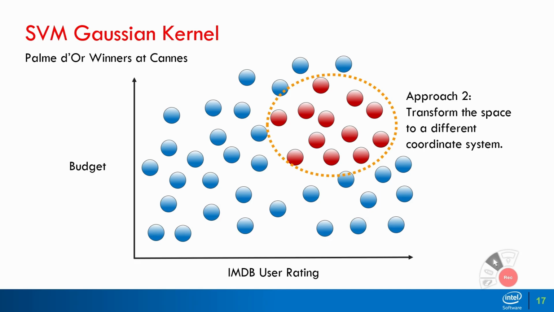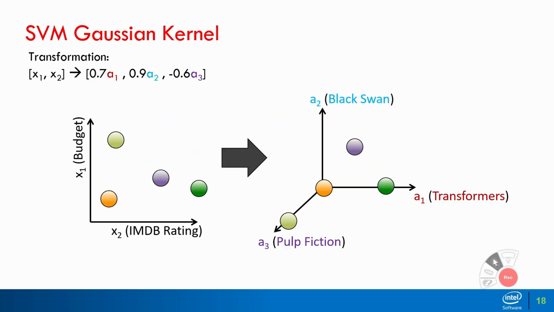The second idea is to transform the space into a different coordinate system. It is a more popular approach. The kernel defines the mapping. First, the algorithm selects the support vectors. Suppose three movies, Transformers, Black Swan, and Pulp Fiction, are selected. Then, we create a new feature for each movie using the Gaussian function.